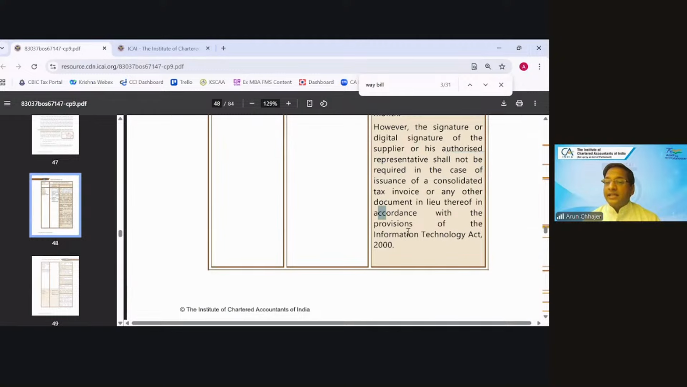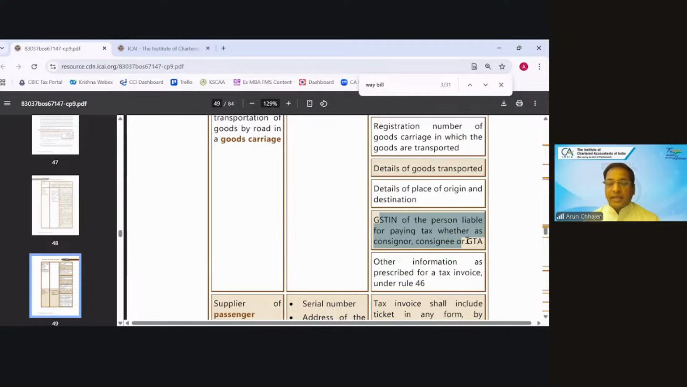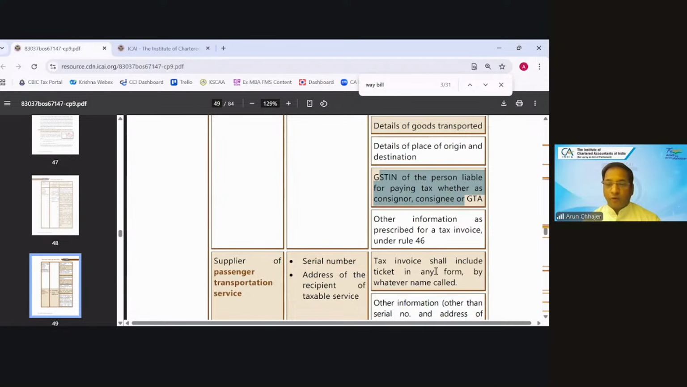Now the GTA. A GTA may have a document instead of the tax invoice, which we normally call a lorry receipt or consignment note. What information is required? Gross weight, name of the consigner, registration number of the goods carriage, details of the goods transported, details of the place of origin and destination, GSTIN of the person liable to pay the tax, whether as consigner, consignee or GTA, and other information as may be required for a tax invoice.